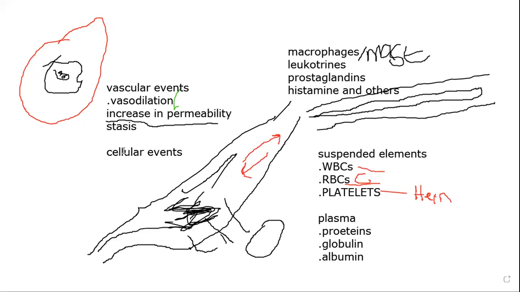We go to cellular events. So what are the cellular events? This one is very simple to understand. The only thing that you need to grab here is that, like I said, we have suspended elements in here. We've got cells in here that are moving. They just move randomly in the blood. Remember we said the cells will be moving centrally. The cells and the blood will be moving centrally.